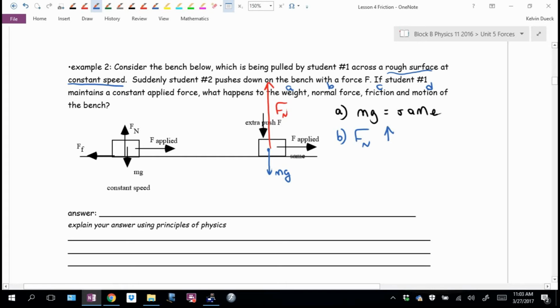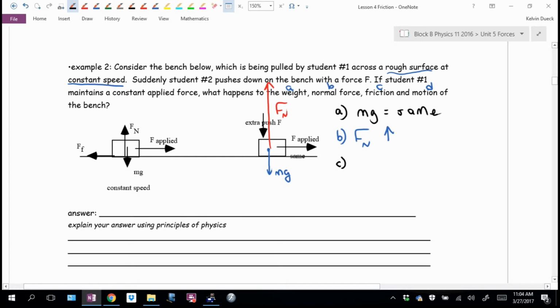My abbreviation for increased is an arrow pointing up. Guess what my abbreviation for decreased is? Yep. Guess what my abbreviation for same is? Apparently SAME. I haven't got an abbreviation for that one. So the weight didn't change. The normal force is what changed.